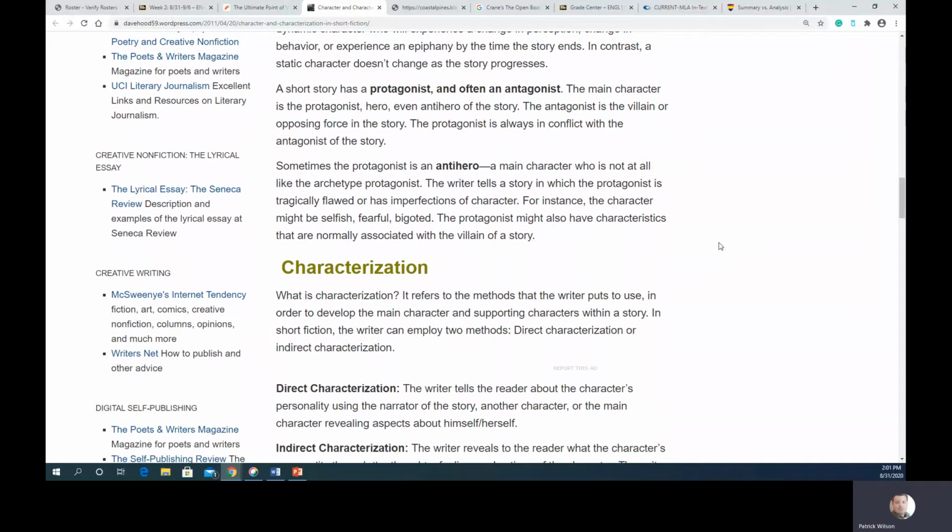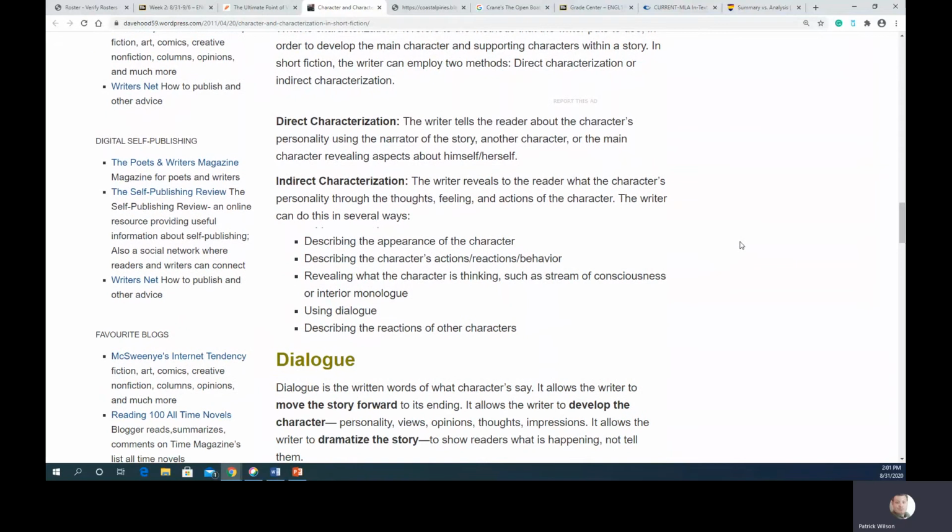Sometimes the protagonist is an anti-hero, a main character who is not at all like the archetype protagonist. So one good example of an anti-hero, maybe in day-to-day life, would be somebody like the wrestling character Stone Cold Steve Austin. If some of y'all remember him, he presents himself as a villain, but he comes off more as a hero because more of the blue collar crowd of the audience sort of relate to him, right? If you ever watched any of the WWF or WWE stuff.